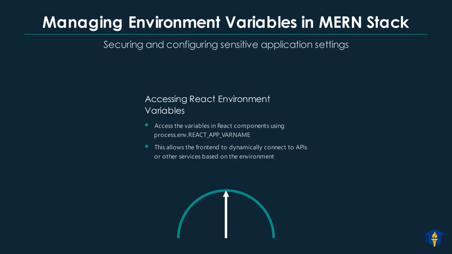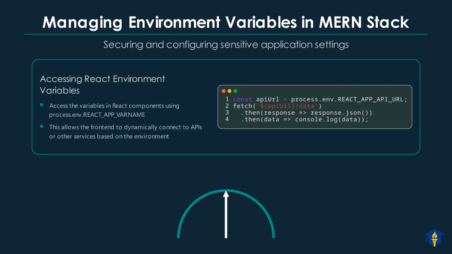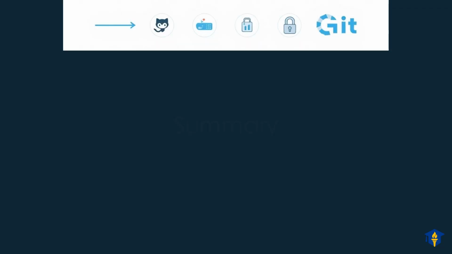Access variables in React components using process.env.REACT_APP_VAR_NAME, connecting front-end services dynamically. This code shows accessing the API URL from process.env.REACT_APP_API_URL to fetch data. Let us now summarize the key concepts covered in this module on deployment and DevOps.